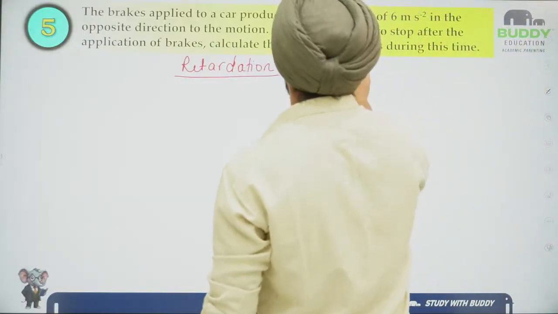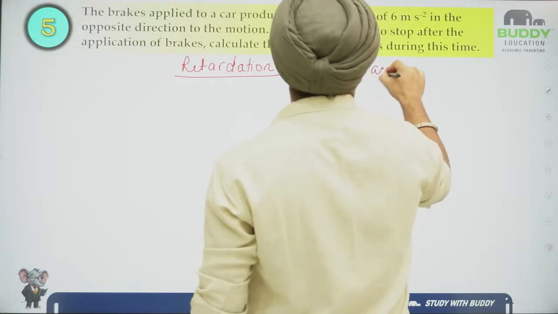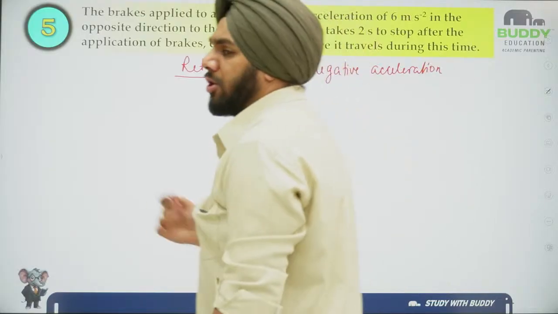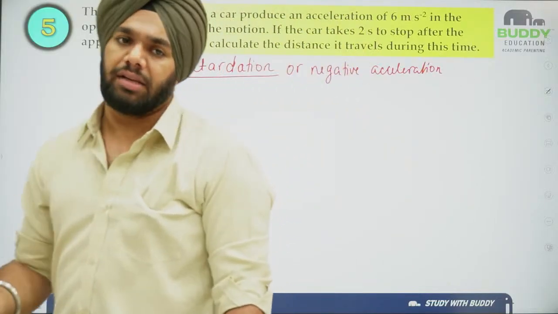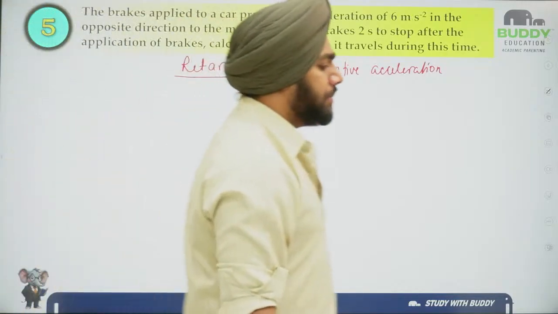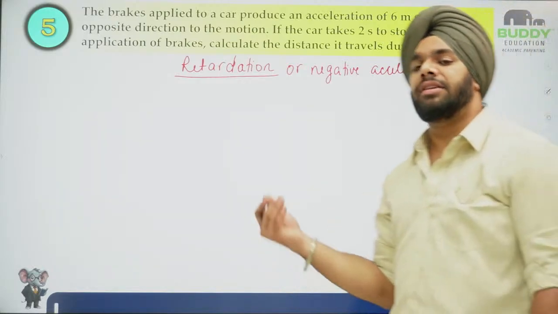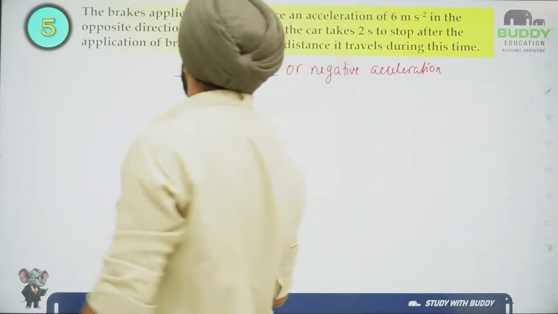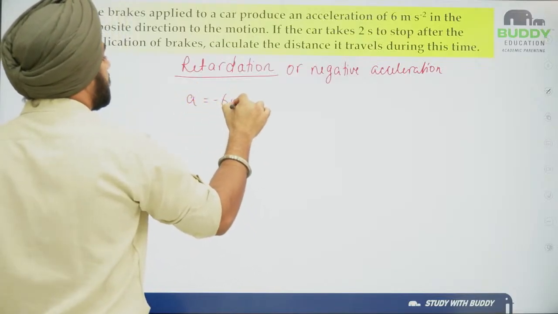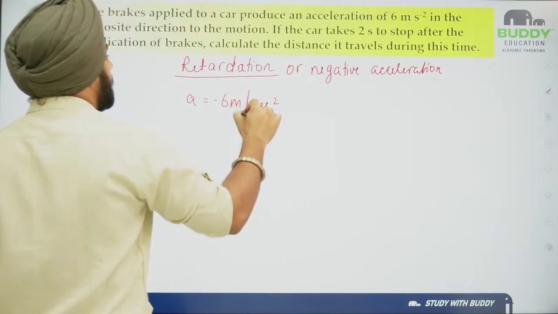Now they are not mentioning it, they are confusing you: we have the acceleration but in the opposite direction. So in the opposite direction means it is the negative acceleration. Getting my point? So retardation or negative acceleration means that the velocity of the car is reducing, it won't increase. So here acceleration is equal to minus 6 meter per second square. Got my point? Minus 6 meter per second square.